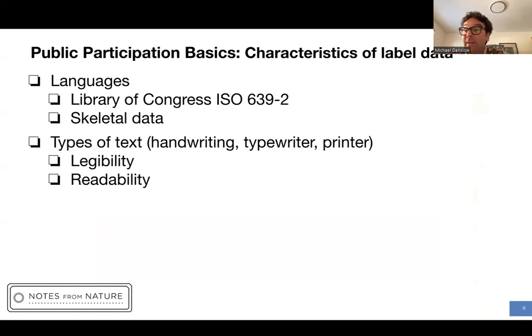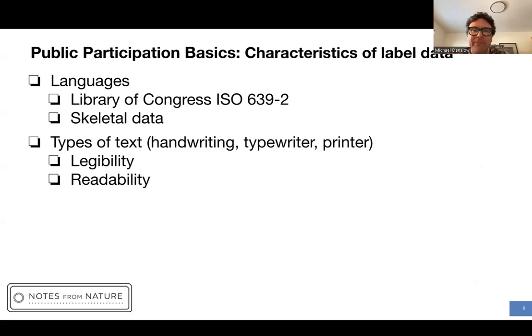Things like, is it handwritten or typewritten? That can make a big difference with how we treat the label, how people interact with it. We have some automated ways to detect that. Also, things like what language is it in? That might sound silly, right? Because most of our stuff's in English.